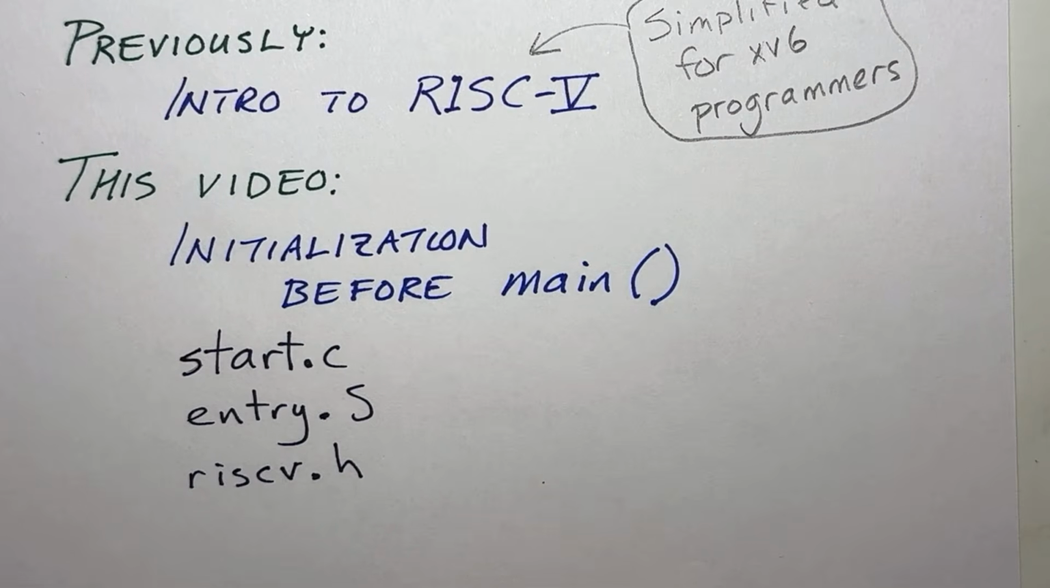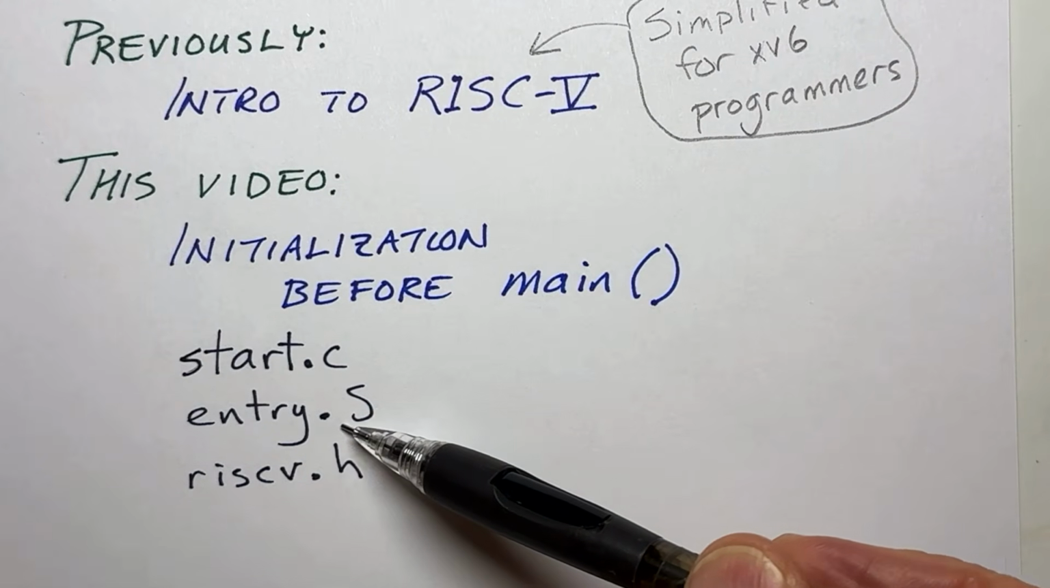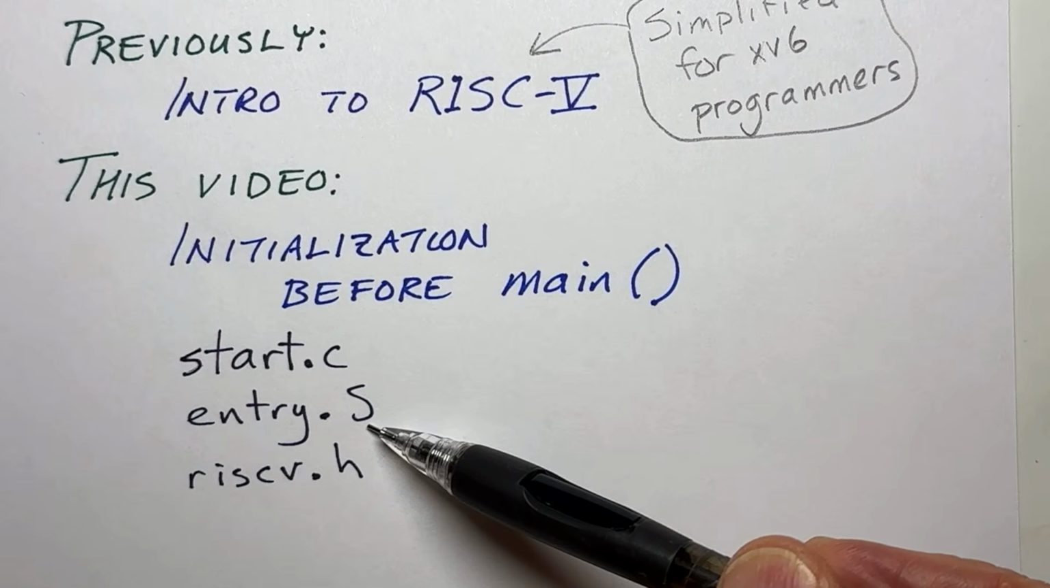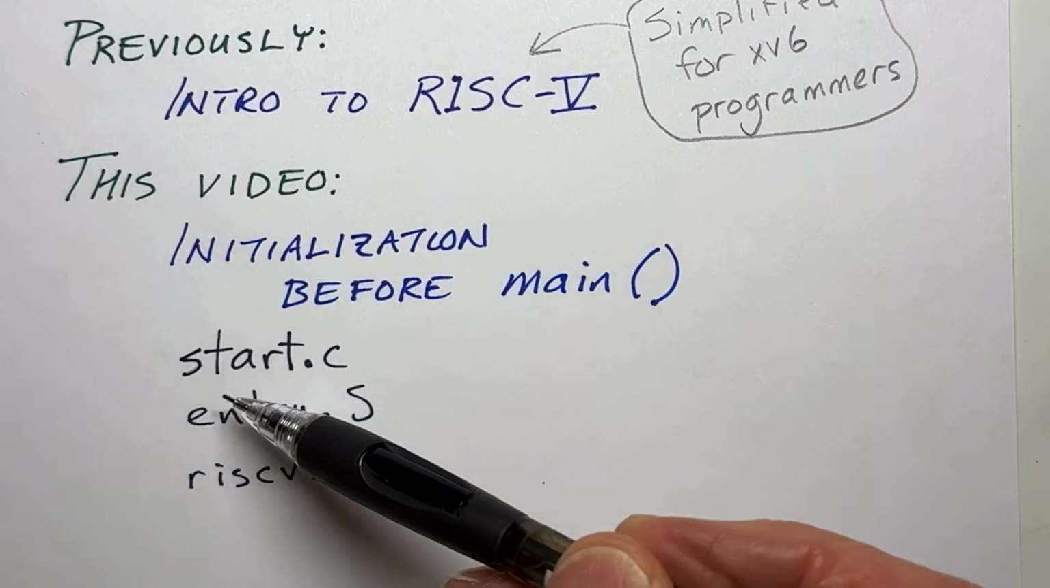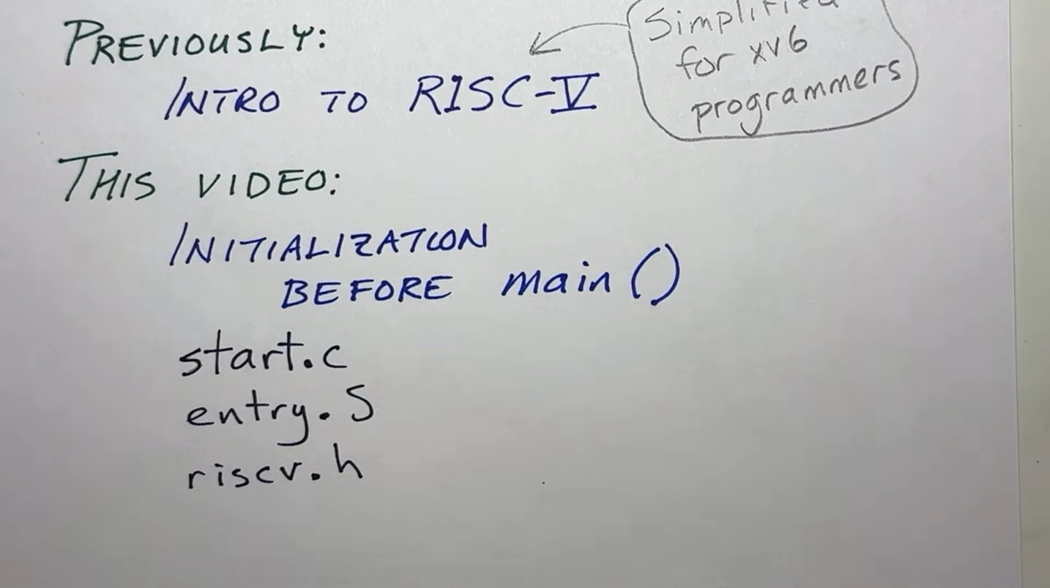I'll cover everything that must happen in machine mode before we jump to the main function and switch into supervisor mode. I'll go over these three files. Execution begins with a few instructions that must be in assembly code, and this comes from a very short file named entry.S. Then the kernel executes some C code in machine mode, and that's from the file start.c. Start.c ends by jumping to the main function. The file riscv.h contains a bunch of small helper functions.